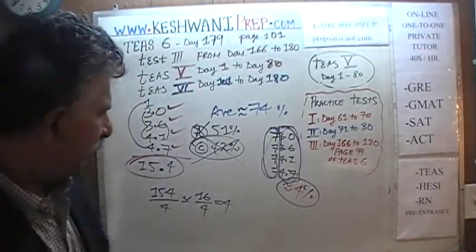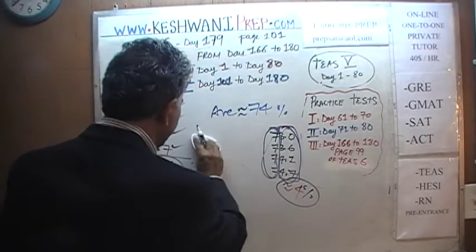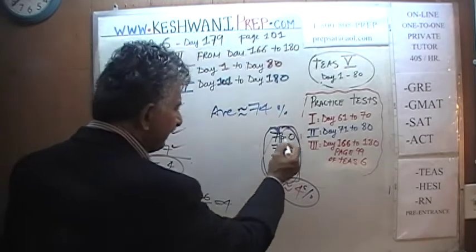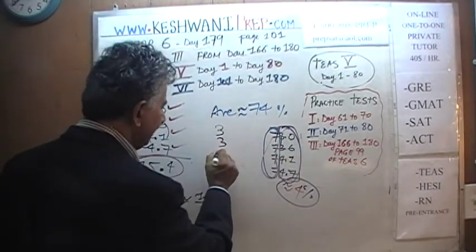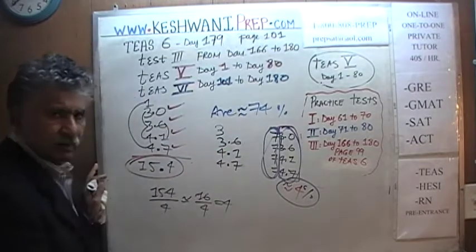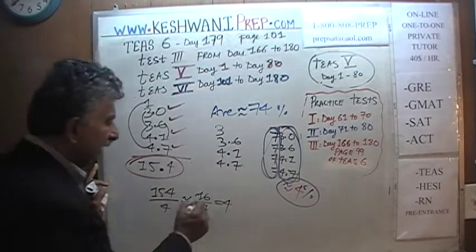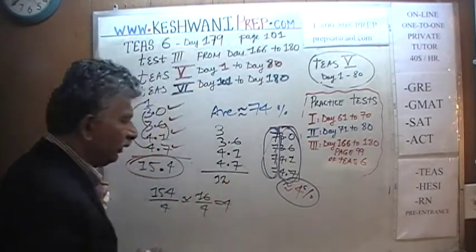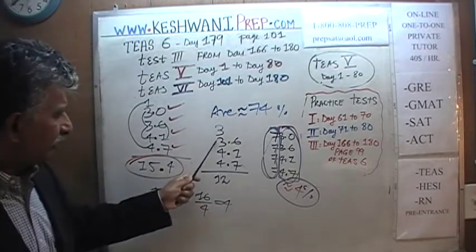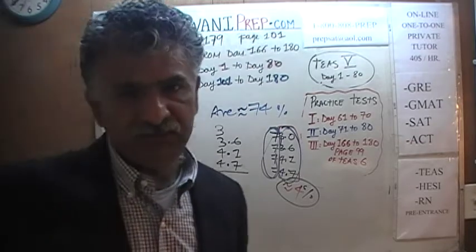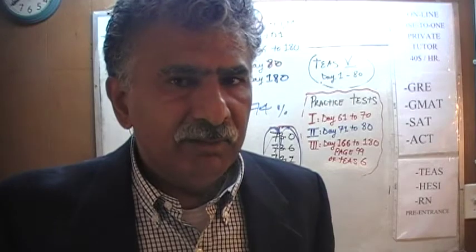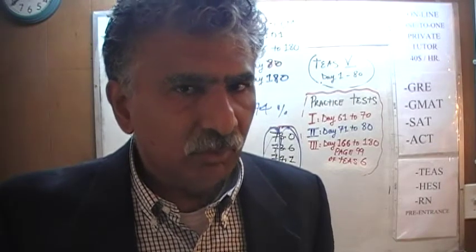73 or 74. But watch what happens. In order for the average to have been 73, the average of these four numbers, 3, 3.6, 4.1, and 4.7, in order for the average to be 73, these four numbers should have added up to 12. Again, the average of four numbers where every one of them is more than 3 cannot be 3. It is impossible for the average of four numbers to be 3 given the fact that every one of them is 3 or more.